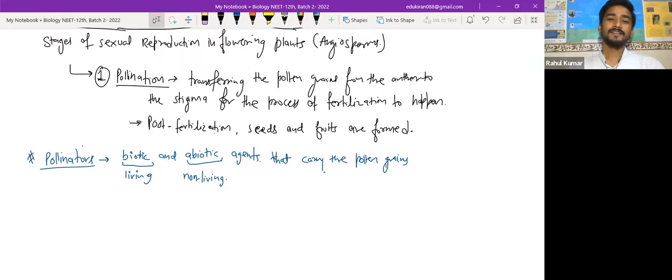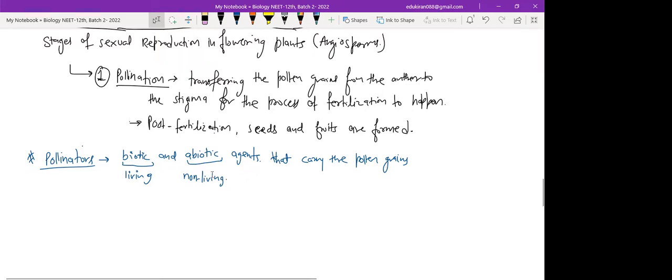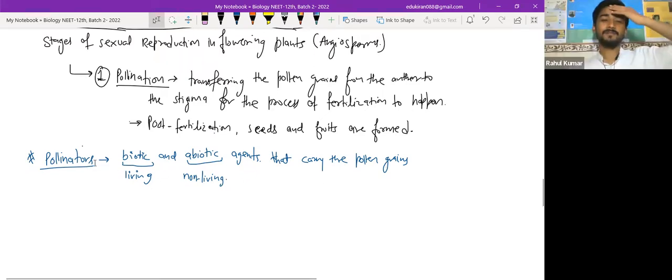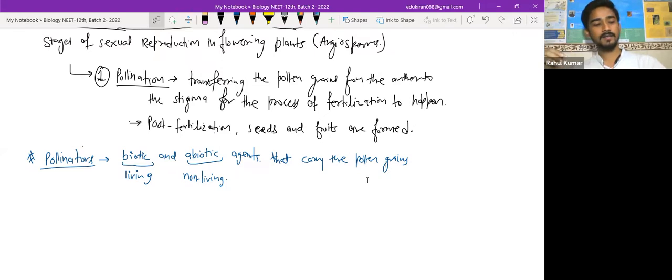Okay. Yes. So we'll talk about it. But write down pollinators. These are biotic and abiotic agents that carry the pollen grains from the anther of one flower to the stigma of the other.